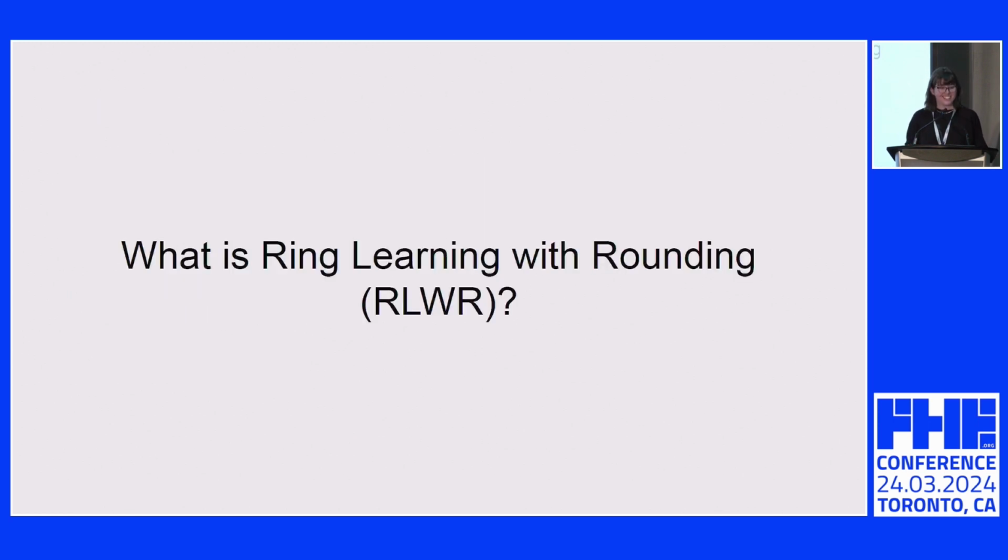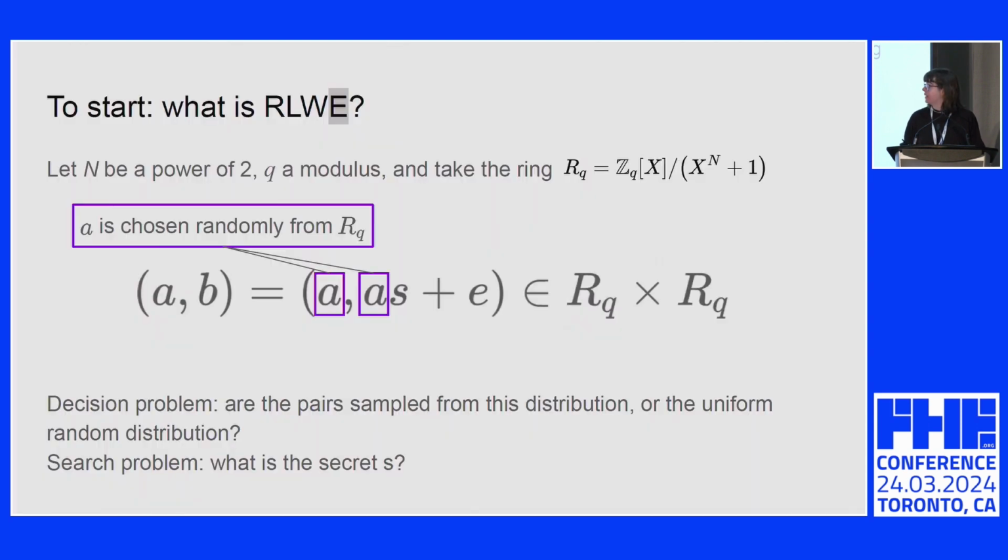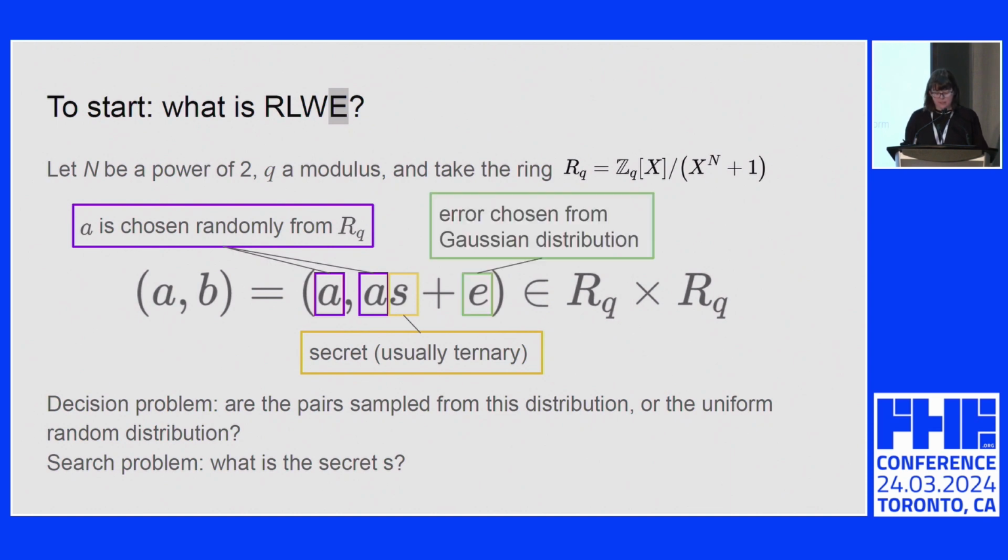Sorry. So first of all, what is ring learning with rounding? So before I can tell you about learning with rounding, I need to tell you about ring learning with errors. So if we let n be a power of 2, q a modulus, and consider the ring R_q, then our ring learning with errors sample is formed like this, (A, B). Here, A is chosen randomly from R_q. S is the secret, which is usually chosen from a ternary distribution. And E is the error, which is chosen from a Gaussian distribution.